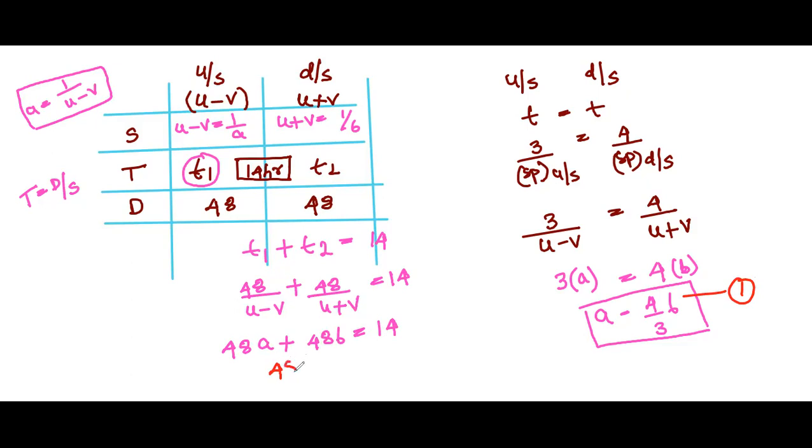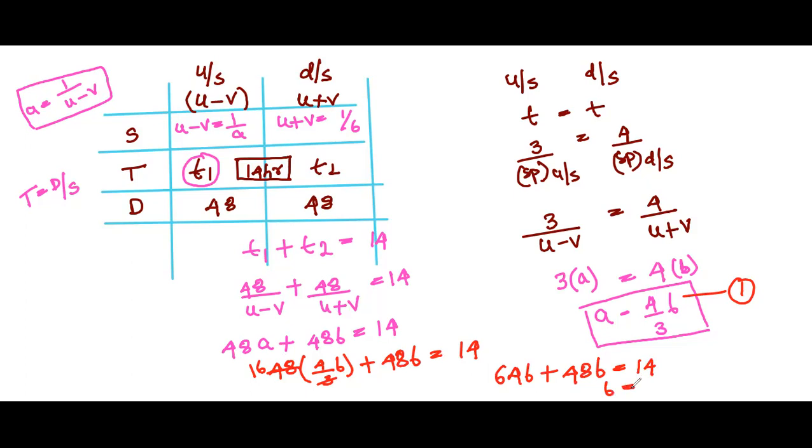We know that, so substitute here. If you substitute 48 into a, so a is equal to how much? 4 by 3 times of b plus 48b is equal to 14. So 16 fours are 64. So 64b plus 48b is equal to 14.